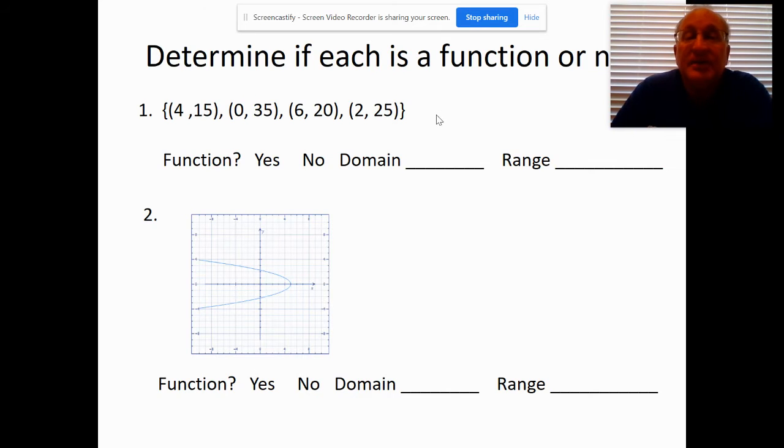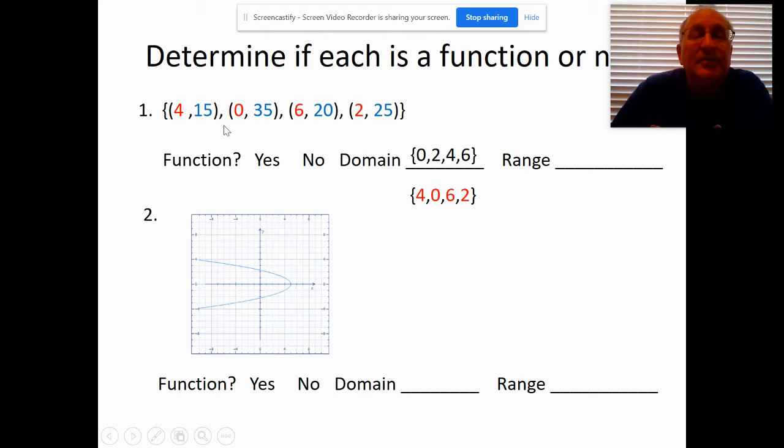Determine if each is a function or not. To be a function, I have to look at the independent variable or the domain, which would be the x's, and I'm going to look at all the x's. The x's are being read as the first number: 4, 0, 6, and 2. We like to write them in order, so we probably go 0, 2, 4, 6, not the order that came in, but numeric order.